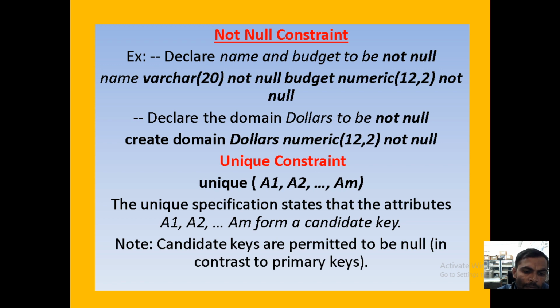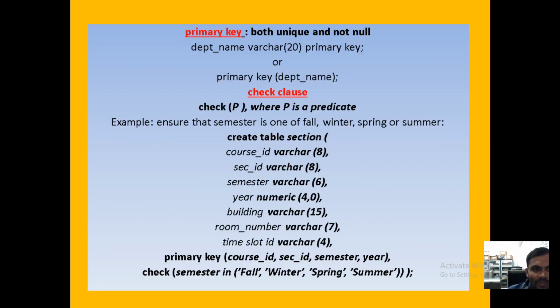Candidate keys are permitted to be null, in contrast to the primary key. Candidate keys are permitted to be null. We could not insert duplicate values under a unique constraint. Now if you want to take the primary key, we consider both unique and not null as a primary key. For the department name we are defining a primary key. Department name is an attribute with a data type, then we define the constraint as primary key. We can assign the primary key in this way.